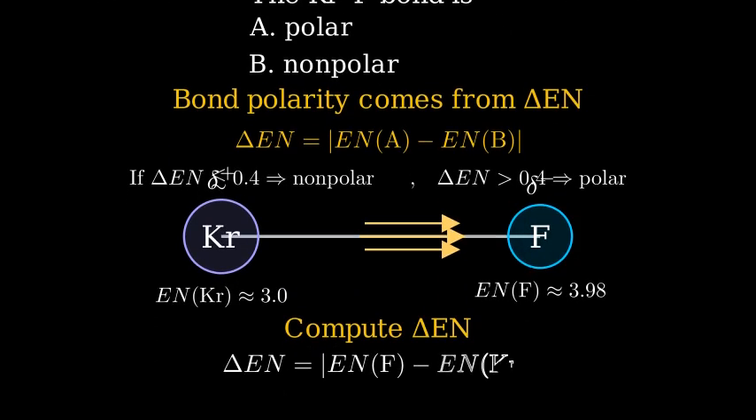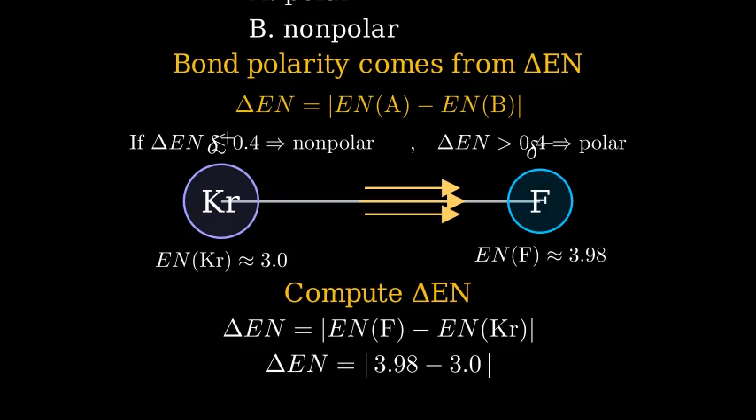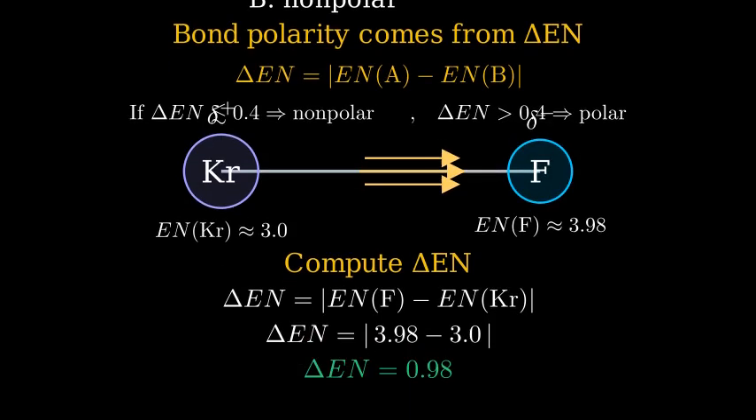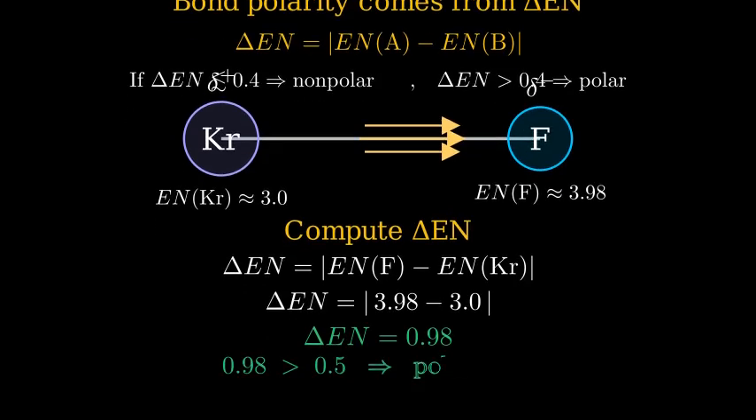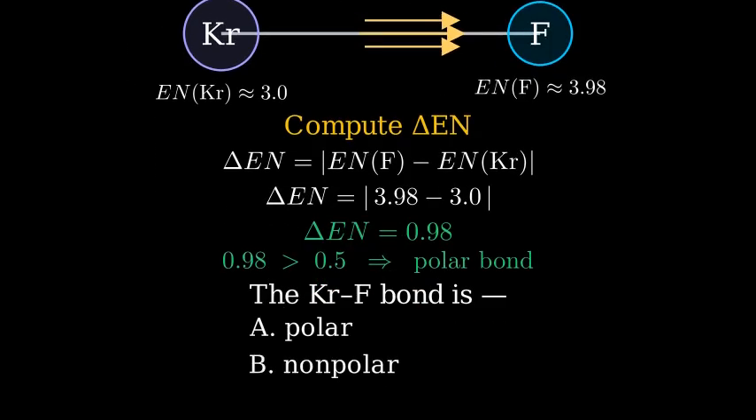Delta En equals the absolute value of En of fluorine minus En of krypton. That is the absolute value of 3.98 minus 3.0, which is 0.98. Now compare 0.98 to our threshold of about 0.4 to 0.5. 0.98 is larger, so the Kr-F bond is polar. So the correct choice is A, polar.